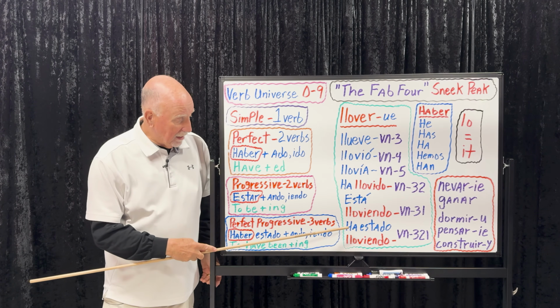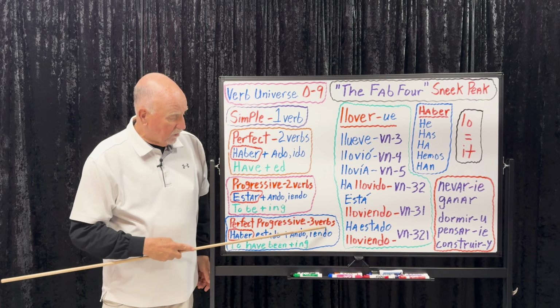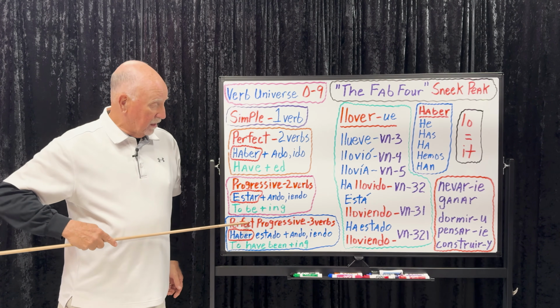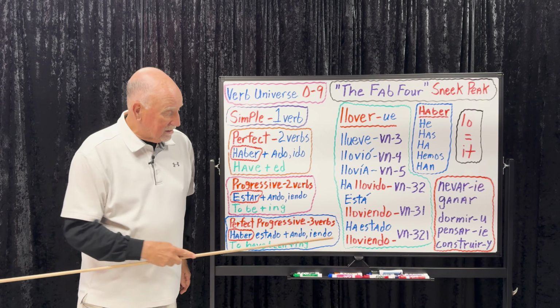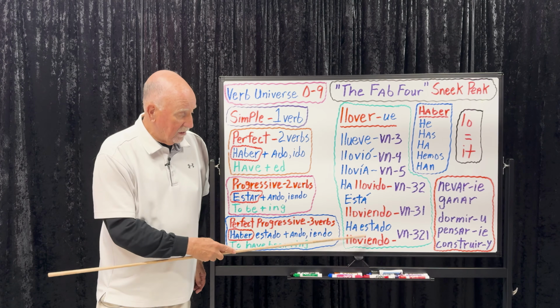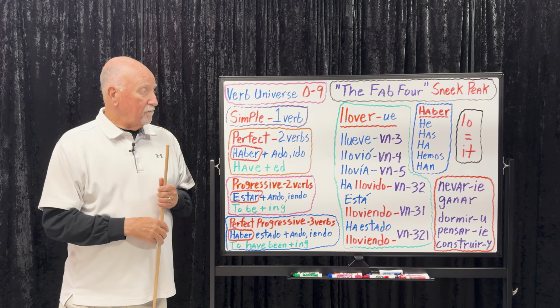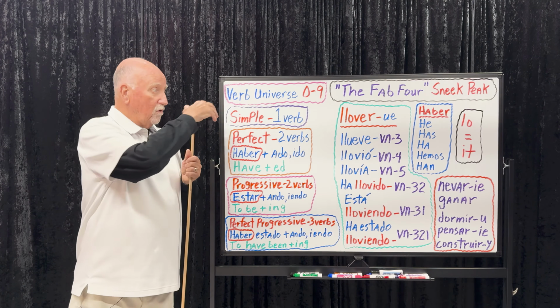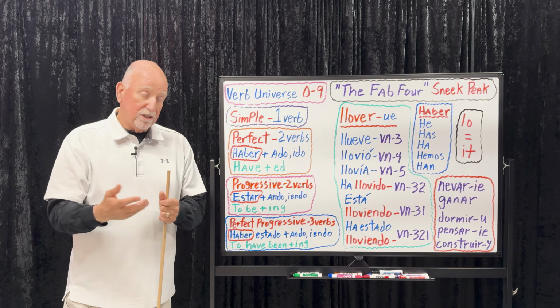Let's go down here. It has been raining. Ha estado lloviendo. Notice there are three verbs right here. It's a perfect because it has an -ado, -ido in it, and it's a progressive because it has an -ing. Here's your -ado, -ido. Ha estado lloviendo. It has been raining. Okay? Now, we're going to develop this whole Fabulous Four as we go on with our lessons. This is just an introduction.